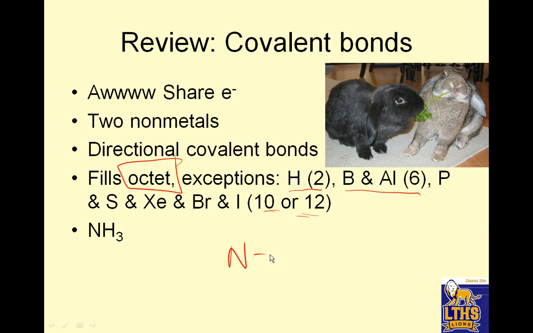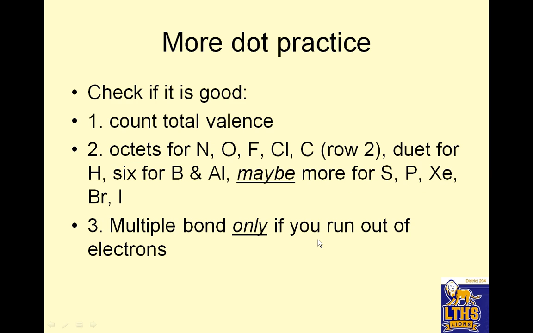Oh, look, it's NH3. What's the dot structure going to look like? Like this. And so nitrogen is 2, 4, 6, 8. Nitrogen's happy with 8. Hydrogen's happy with 2. So this is a good dot structure. You might be wondering how to see if you have a good dot structure. Well, here's what you do to check.